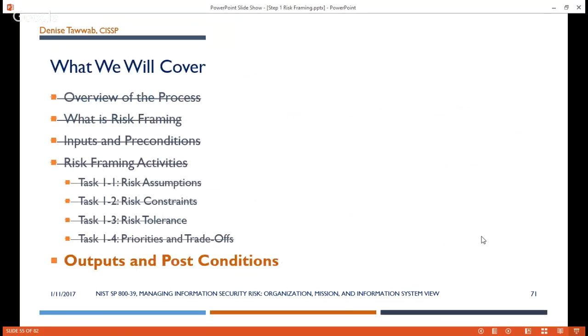Okay, so we've covered the tasks of the risk framing step of the risk management process. Task one, risk assumptions: what assumptions does your organization make about risk? Risk constraints: what's stopping you from doing everything that you might want to do? Your risk tolerance: just how much risk is the organization willing to accept? And the priorities and trade-offs. And now we're going to talk about the outputs and post conditions.